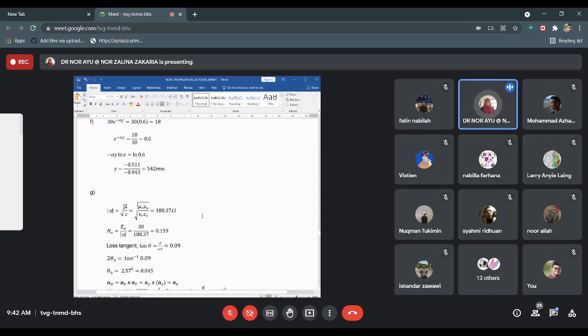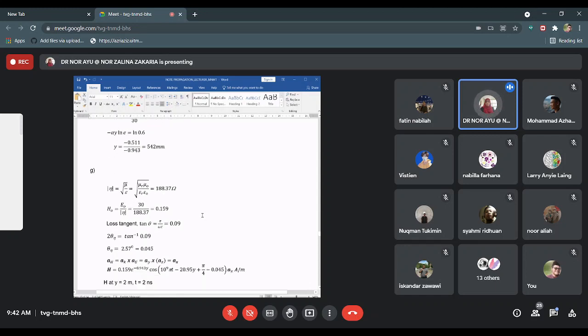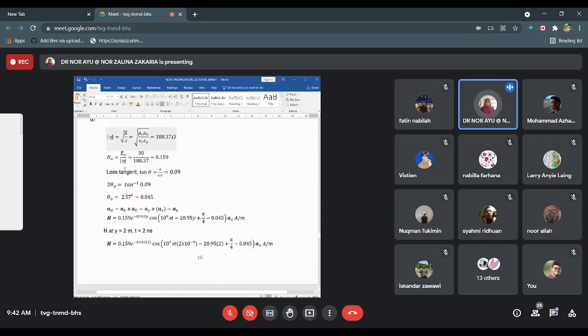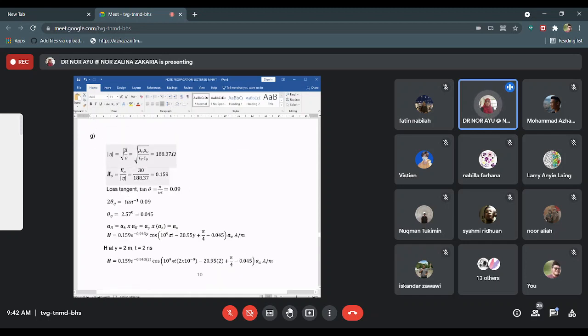Alright, so the last question, I assume it is to find H. So to find H, you need to find the amplitude of H, and to find the amplitude of H, you need to have this intrinsic impedance. Alright, refer back to the equation table in your appendix. Okay, find the intrinsic impedance.